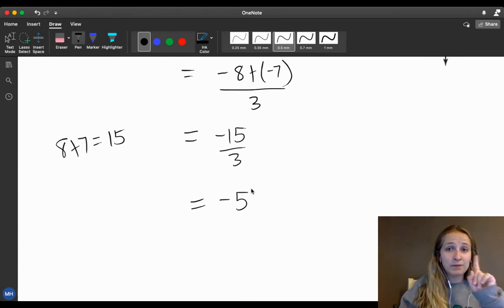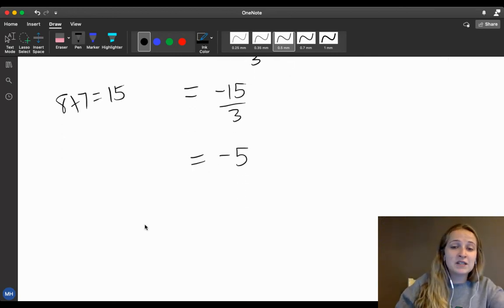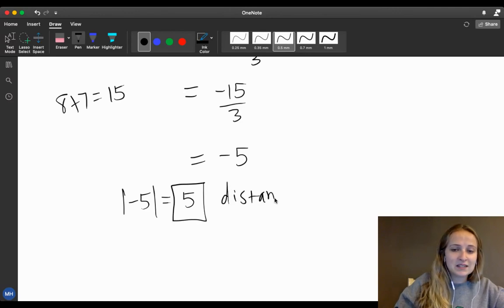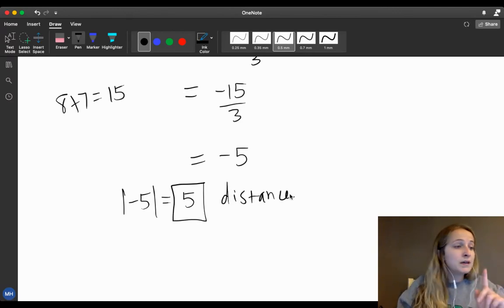All right, so the distance, now remember, distance is always positive. Distance can't be negative, which means we need to take the absolute value of this negative 5 to get our final answer. And that's going to tell me that the distance between these two numbers is 5. That is the distance.